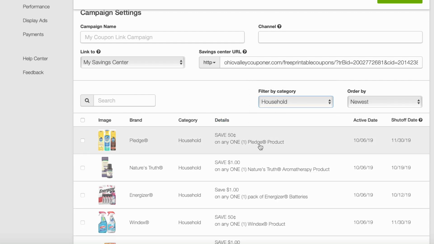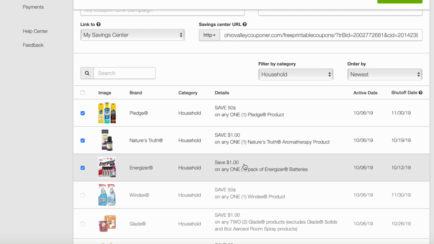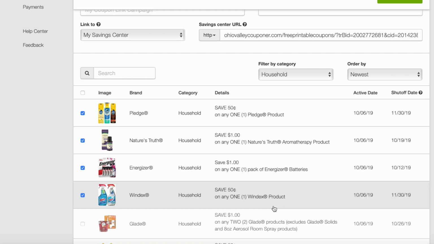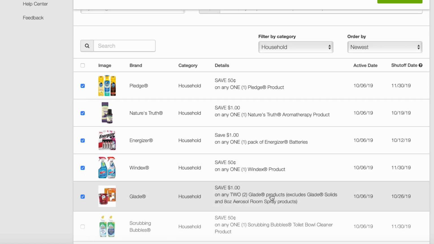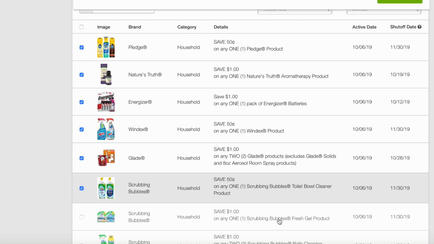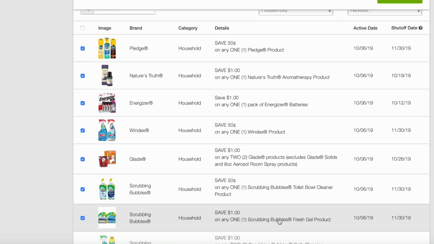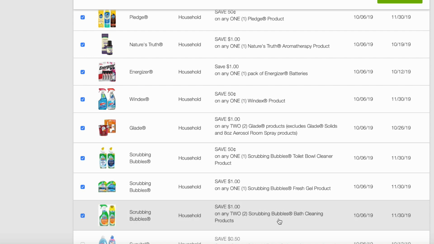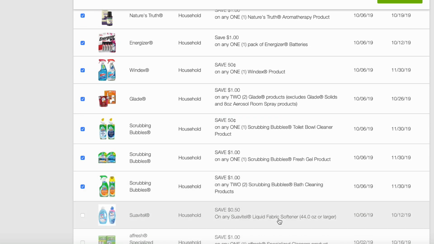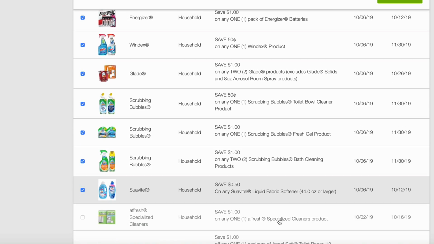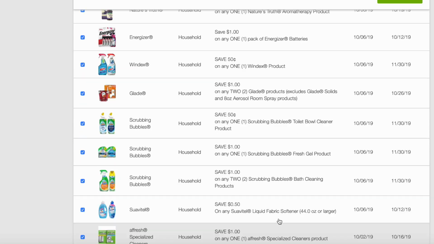Okay, 50 cents on a Pledge product, $1.90 Nature's Truth, I don't know why it's under household, but it is, $1 on any Energizer batteries, 50 cents on Windex, $1 on Glade, 50 cents on Scrubbing Bubbles toilet bowl cleaners, $1 on a Scrubbing Bubbles fresh gel product, $1.92 Scrubbing Bubbles bath cleaning product, $1 on Suavitel. Then we got $1 on Fresh.